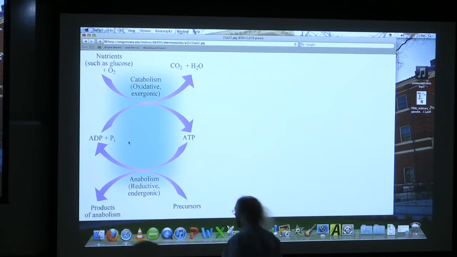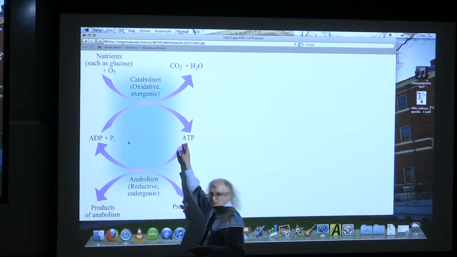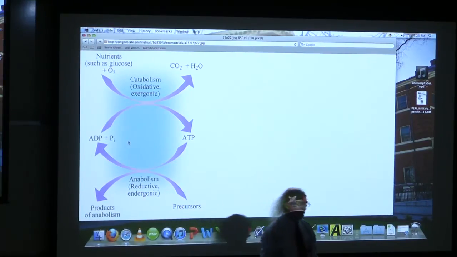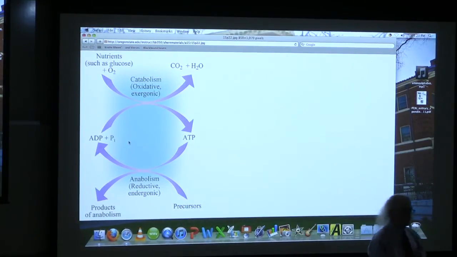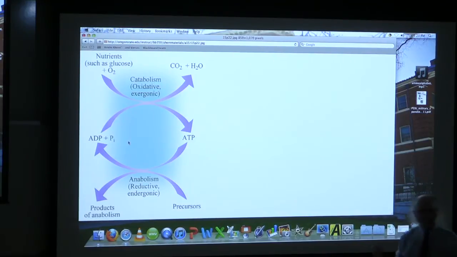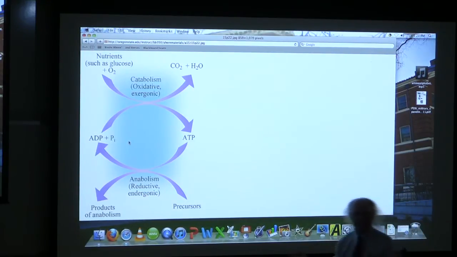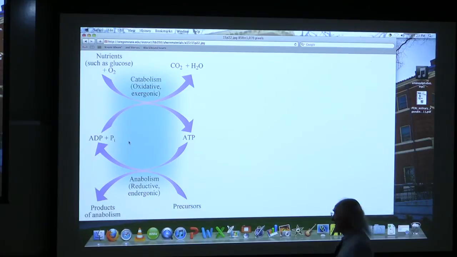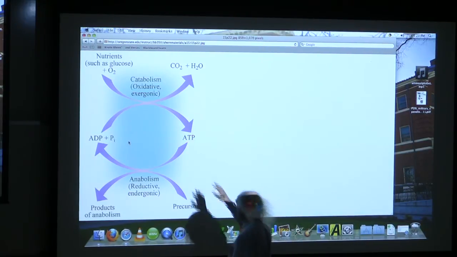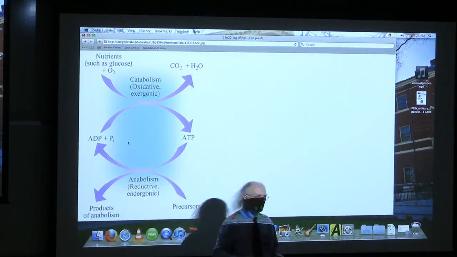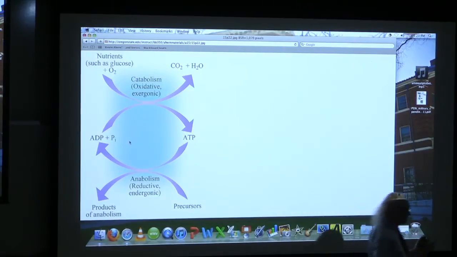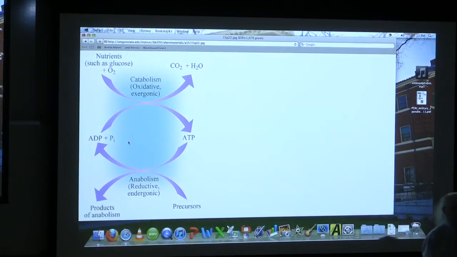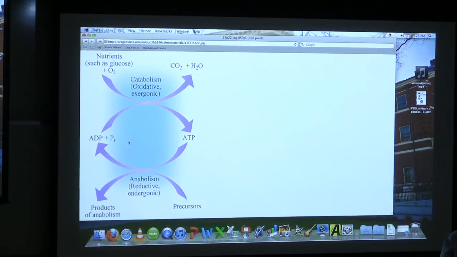ATP, I like to also think of as the gasoline of the cell. Gasoline takes you places. Gasoline can be used for heat. Gasoline can be used for generating electricity. Gasoline can be used for a wide variety of things. And ATP functions in a very similar fashion because ATP is providing the energy needed to make things, just like gasoline is providing the energy needed to move things or heat things.